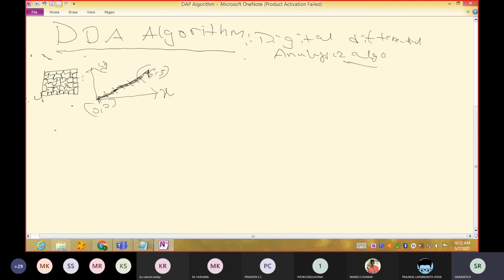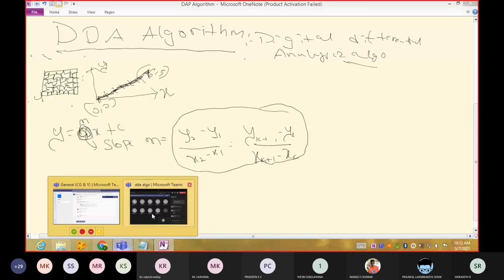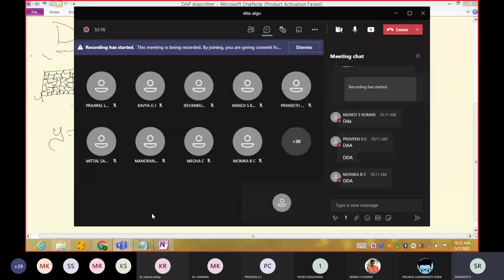And we have the formula for line y is equal to mx plus c, where this m is the slope. This m is nothing but the slope. That is m is equal to y2 minus y1 divided by x2 minus x1. So this can be rewritten as y of k plus 1 minus yk divided by x of k plus 1 minus xk. So is the slope formula clear? If it is clear, reply m. Reply m if the slope formula is clear, if you don't have any doubt there.